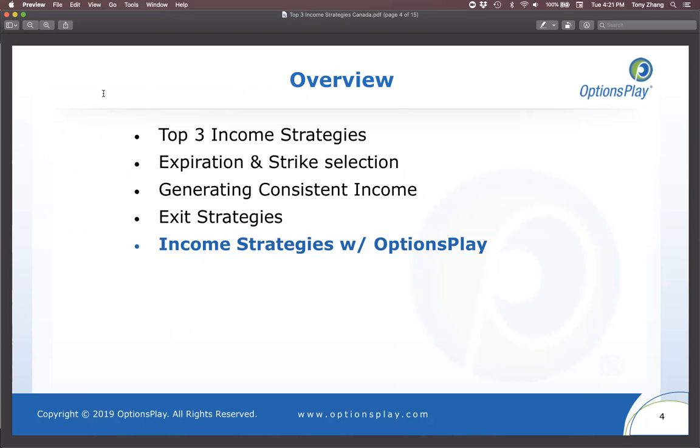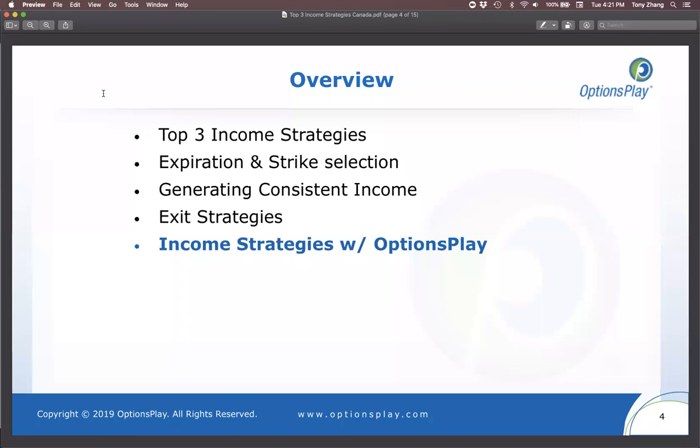For each one, I will talk a little bit about the general best practices for expiration and strike prices. The thing about expirations across all 3 strategies is that they are fairly identical, but they are quite different from a strike selection. So I will dive into each one of the strategies and what are the appropriate ways to find optimal strikes for each one of those 3 strategies.